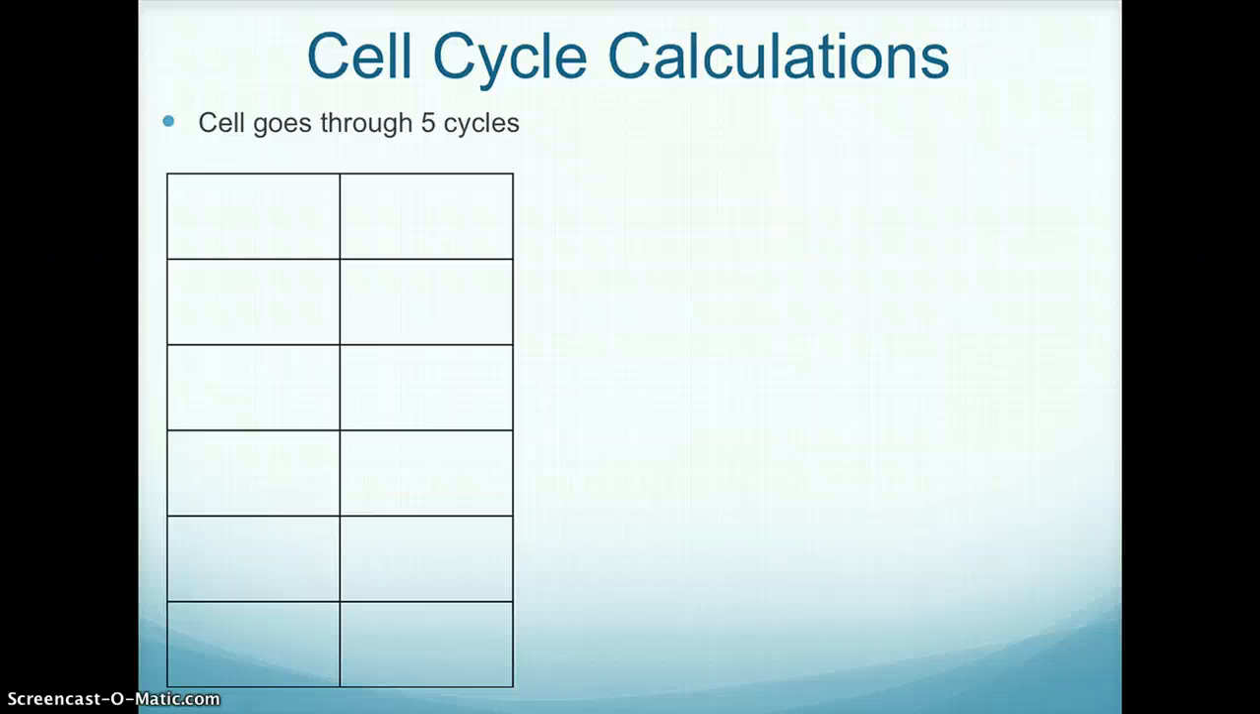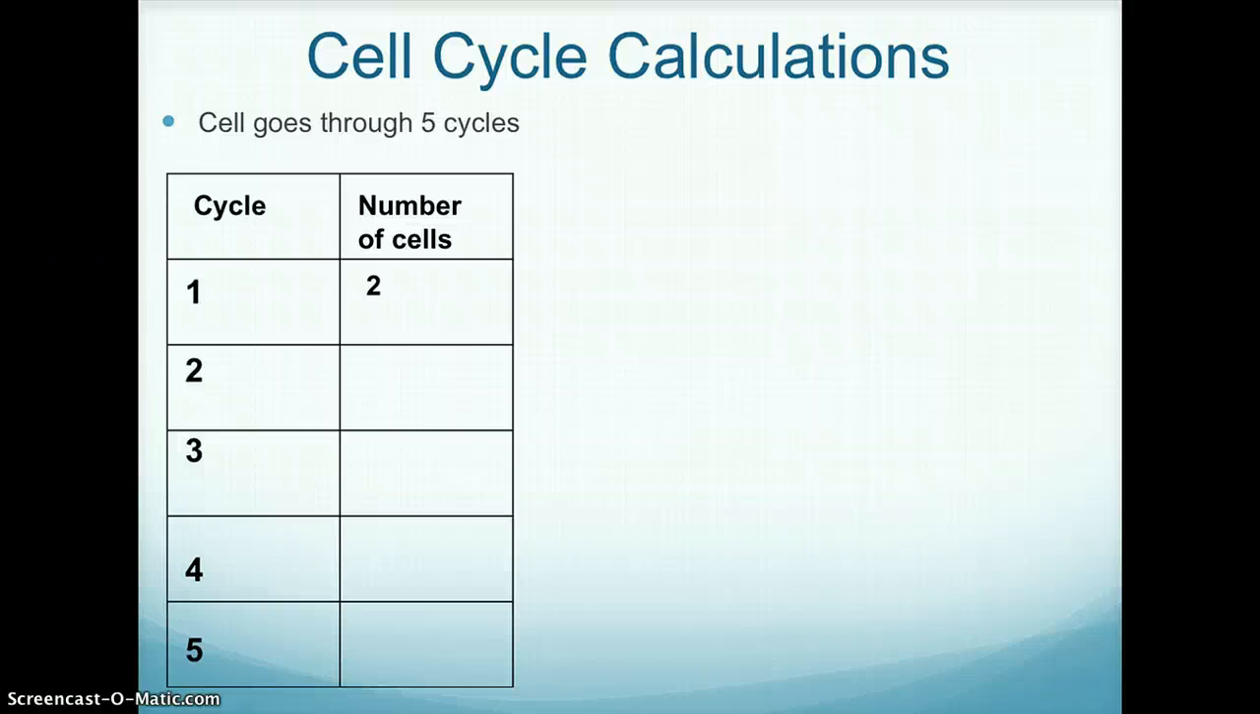Let's say you want to know how many cells are produced when there are 5 cell cycles. You make a chart with 6 rows, 1 row for the headings, cycle, and number of cells, and 5 rows for the number of cycles. Then you can write in the cycles, starting at 1 and ending at 5, because we are looking for 5 cycles. You need to remember, after one cycle, there will be 2 cells produced, because it doubles.